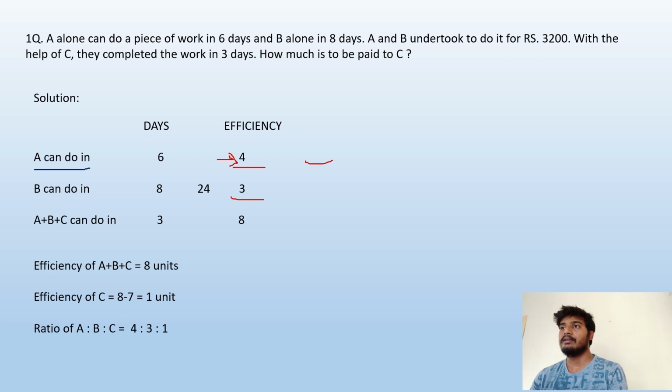Here the amount is to be divided in the ratio of their efficiency. The efficiency of C is 1 unit, but the total efficiency is how much? The total efficiency of A plus B plus C is 8 units. So 1 by 8 into the total amount, which is 3200. By dividing 3200 by 8, we get the value of 400 rupees. So the amount received by C is 400.